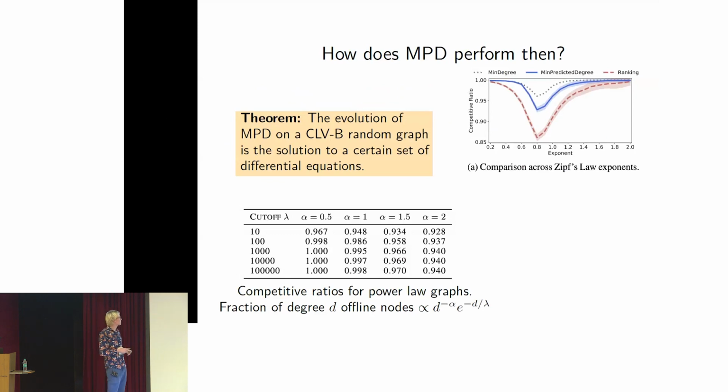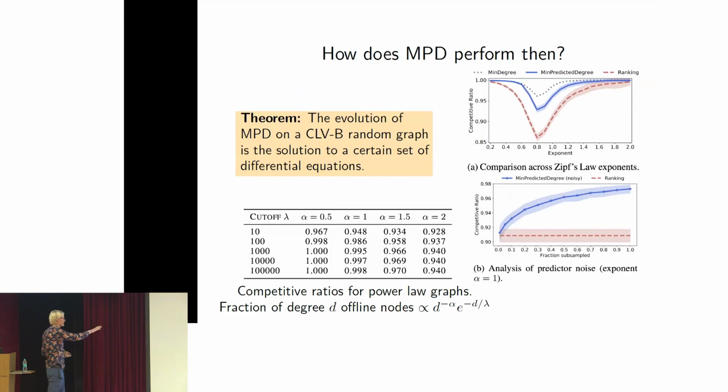We also ran some other experiments where we compare min predicted degree with the actual algorithm min degree, which gets access to the exact minimum degree in the final graph. So this is not an online algorithm. We also compare it to ranking, and we see that min predicted degree lies quite a bit above ranking. And we also analyze some predictor noise, where instead of getting the exact predicted degrees, we look at a random subset of the online nodes that gets smaller and smaller, and instead of the expected degree of a node, we get the degree that the node will have in this random subset.